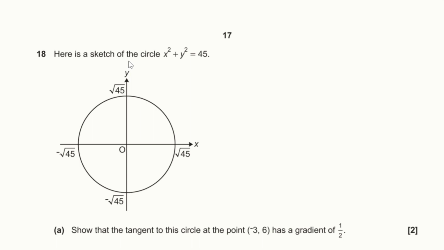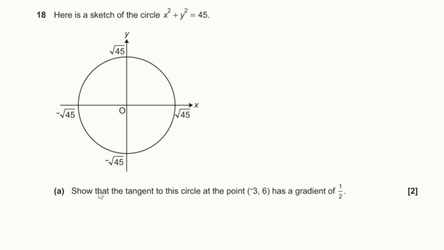Question number 18. Here is a sketch of the circle x squared plus y squared equals 45. And we have to show that the tangent to this circle at the point minus 3, 6 has a gradient of 1/2. So minus 3, 6 is somewhere over here. And what we want to do is find the gradient of the tangent. So here is the tangent, and we want to find the gradient of this tangent at this point.